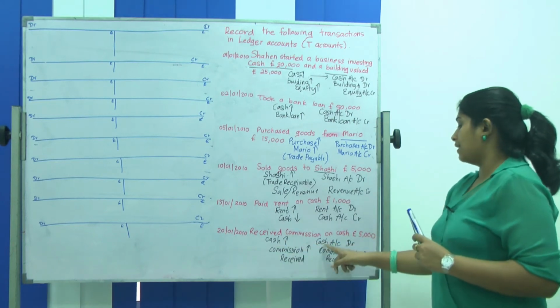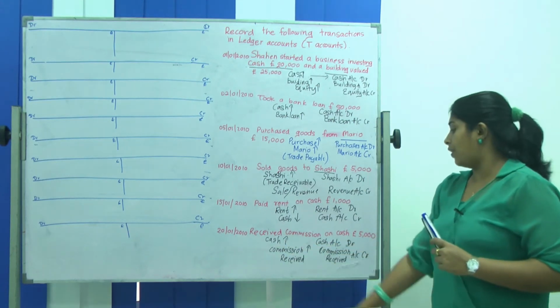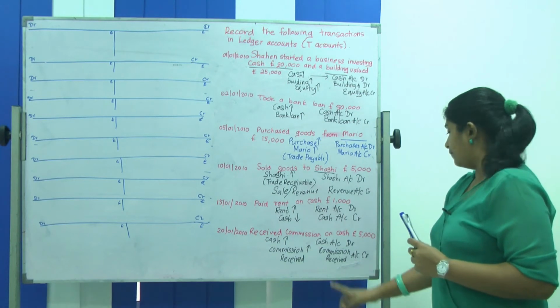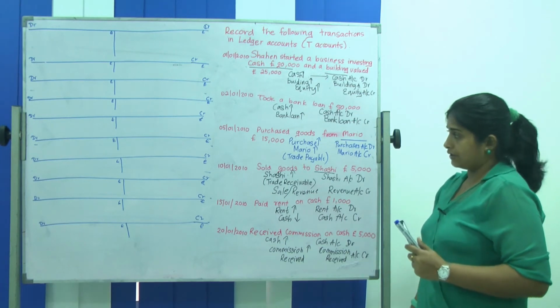Cash is an asset, so it will be debited to the cash account. Commission received is an income, which will be credited to the commission received account.